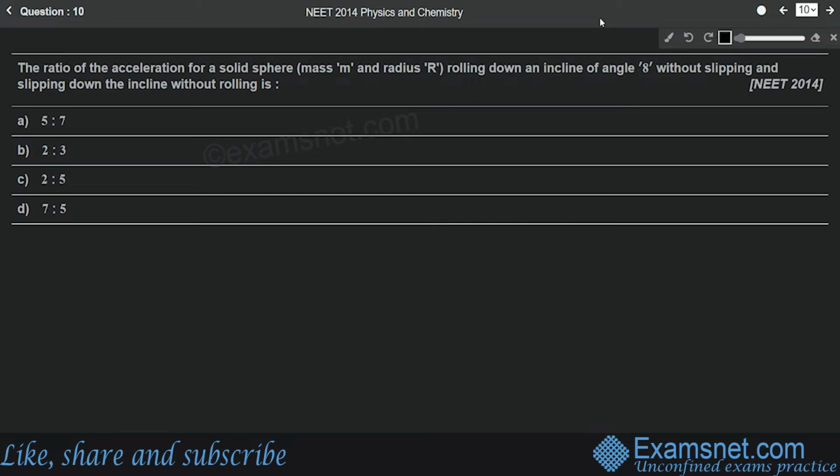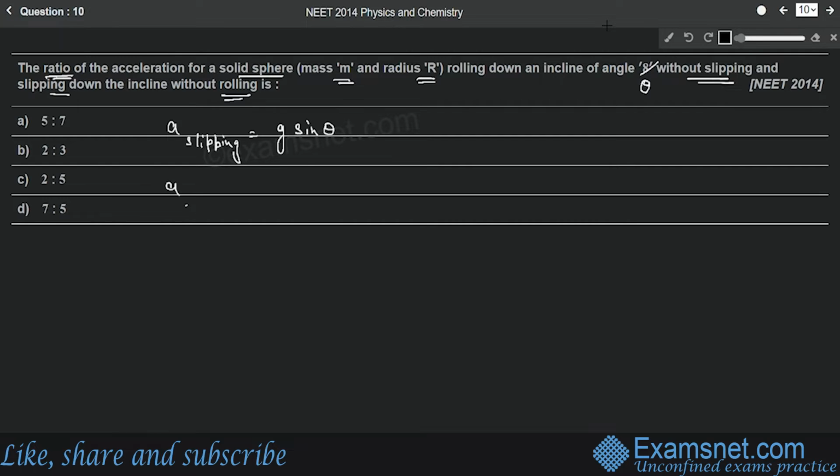Question number 10 is again from the chapter Systems of Particles and Rotational Motion, and the question is, the ratio of the acceleration for a solid sphere of mass m and radius r rolling down an incline of angle theta, this is theta, without slipping, and slipping down the incline without rolling is. So we know that for a body that is slipping without rolling, that means only slipping, the acceleration is given as g sine theta. For the slipping body, the acceleration is g sine theta.